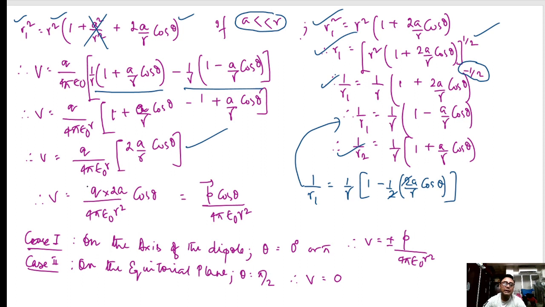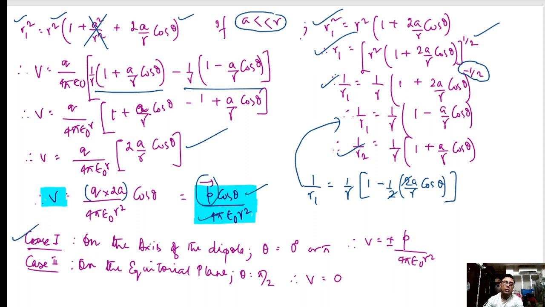So now we can arrange it like this. Q into 2a is called the dipole moment, P cos theta by 4 pi epsilon o r square. So this is the potential. Please watch here. This is the potential due to a dipole. Very important topic.